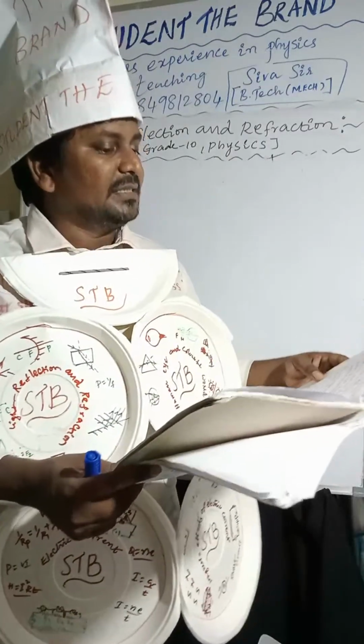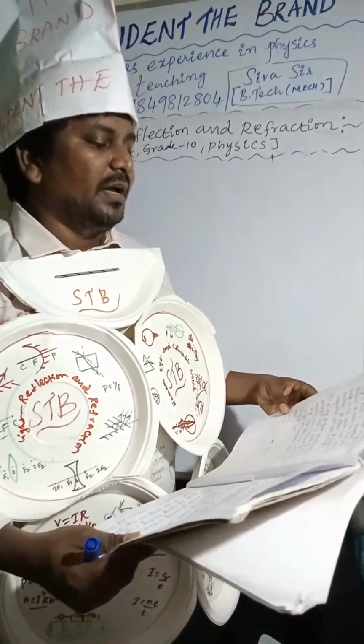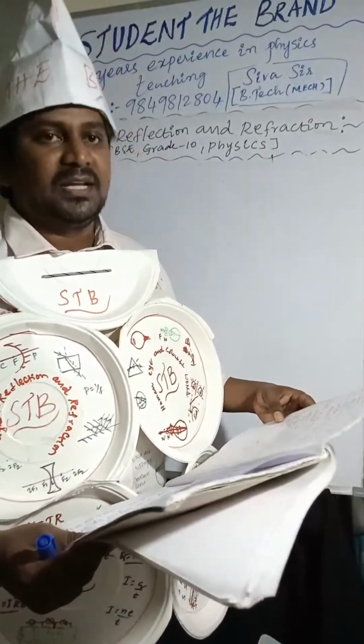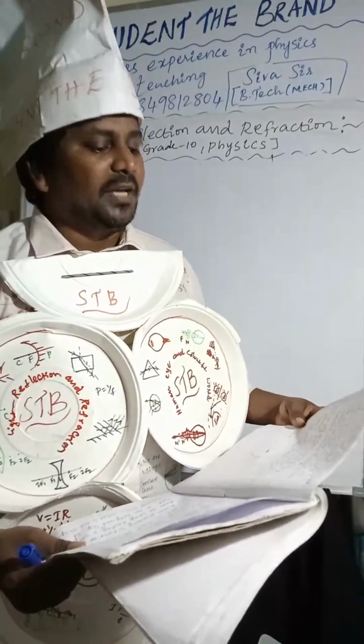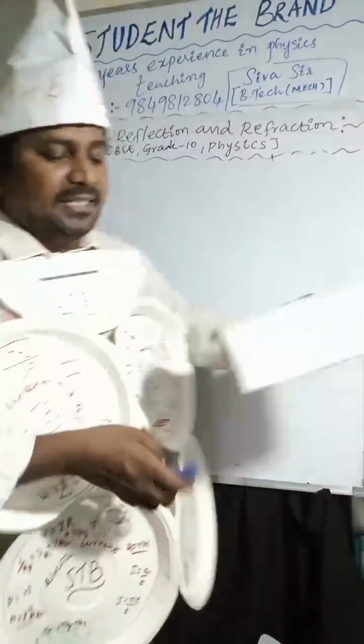Under what conditions does a concave mirror produce a virtual, erect image? Draw a labelled diagram to show the formation of the image. Just now I explained: the object is placed between F and P. And one more thing, if the light ray is passing along the normal line.